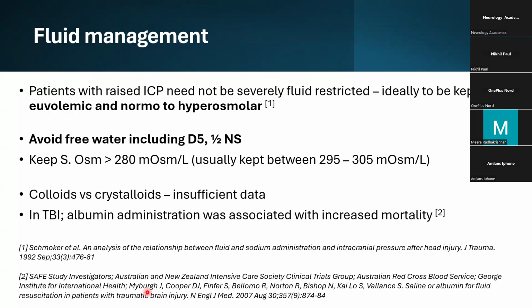So next, coming to fluid management, again, both ends have their own issues. If we give the patient a lot of fluids, it can result in a lot of dilution. It can interfere with our osmotherapy. And on the other hand, if we severely volume restrict the patient, that can affect the end organ perfusion also. So for patients with raised ICP, the current recommendation is that they need not be severely fluid restricted, and it's ideal to keep them euvolemic. And regarding osmolarity, it is best to keep it between normo to a slightly hyperosmolar state. What is recommended is somewhere between 295 and 305 milliosmoles. And they say to avoid free water, including D5 and half NS.